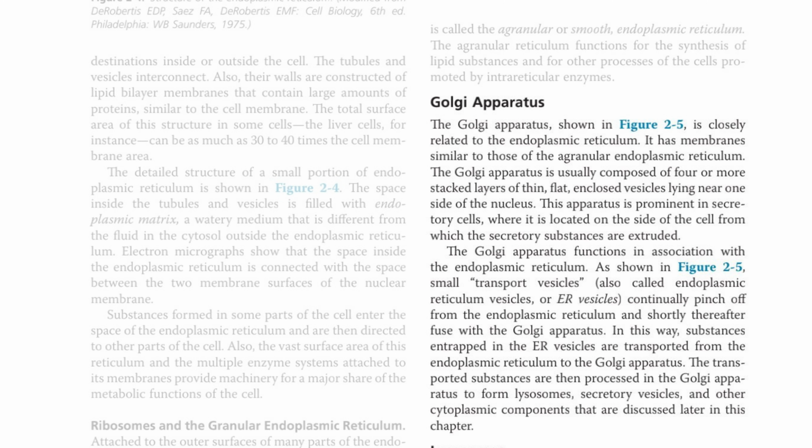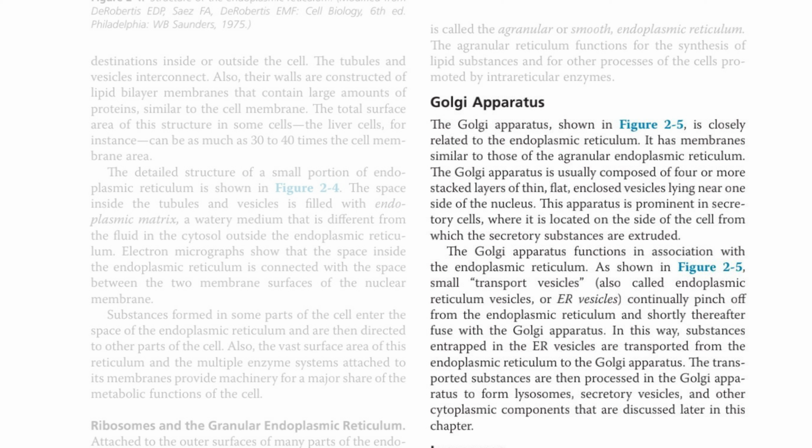Golgi apparatus. The Golgi apparatus, shown in Figure 2-5, is closely related to the endoplasmic reticulum. It has membranes similar to those of the agranular endoplasmic reticulum. The Golgi apparatus is usually composed of 4 or more stacked layers of thin, flat, enclosed vesicles lying near one side of the nucleus. This apparatus is prominent in secretory cells, where it is located on the side of the cell from which the secretory substances are extruded.